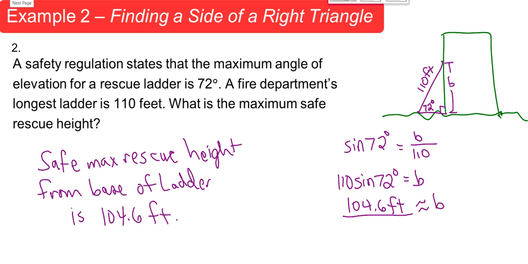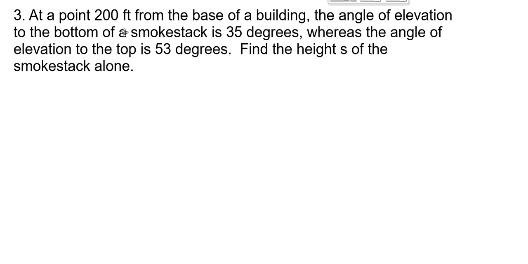Next problem. This one, we maybe have to make a couple of triangles, one picture, couple of triangles. So if you want to pause this, go ahead. I'm just going to work right through this as I go. So let me read it. At a point 200 feet from the base of a building, the angle of elevation to the bottom of a smokestack is 35 degrees, whereas the angle of elevation to the top is 53 degrees. Find the height S, S is not my favorite letter, of the smokestack alone.